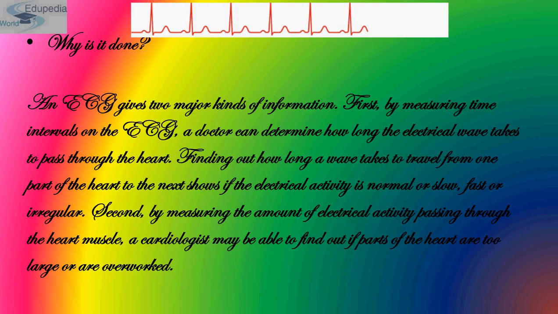What is the second information which we get from the ECG? By measuring the amount of electrical activity passing through the heart muscle, a cardiologist may be able to find out if parts of the heart are too large or too overworked. So this is the reason why ECG is being done these days.